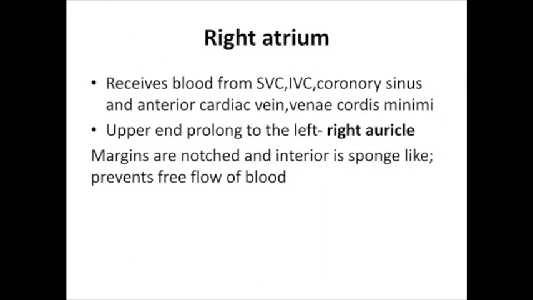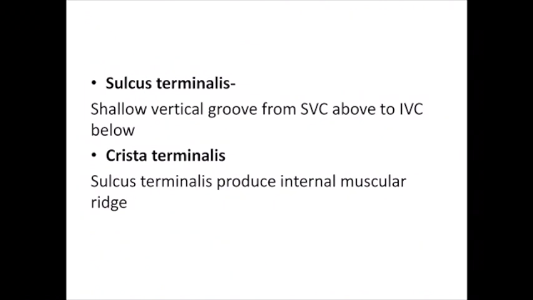Upper end prolonged to the left and forms right auricle, and margins are notched, and interior is sponge-like structure which prevents free flow of blood. Right atrium has a shallow vertical groove which extends from superior vena cava above to inferior vena cava below, and interiorly it forms the structure called crista terminalis. The sulcus terminalis produces internal muscular ridge. It is crista terminalis.